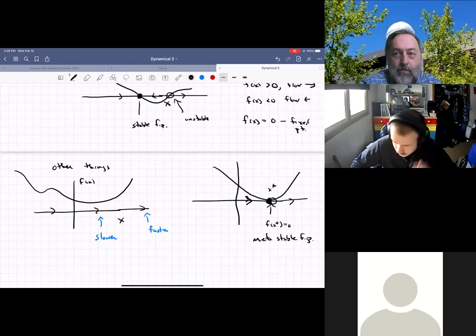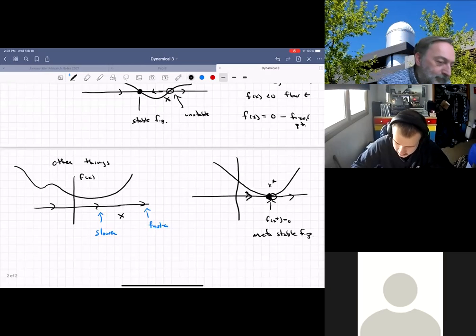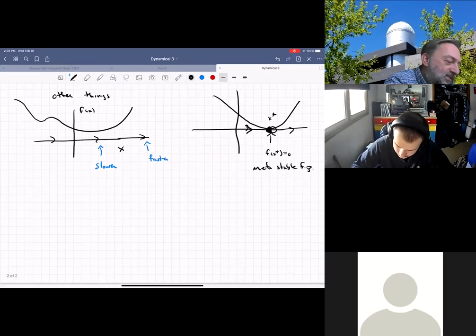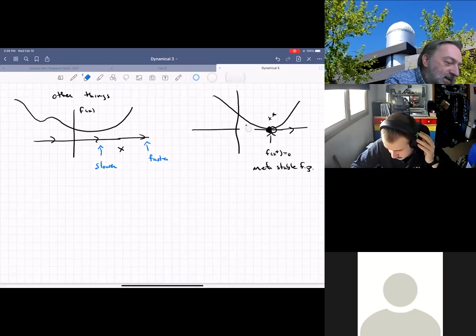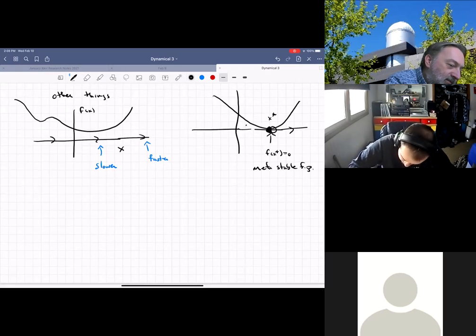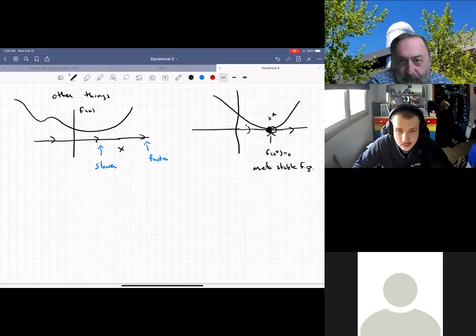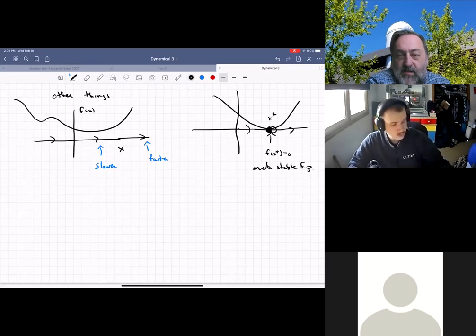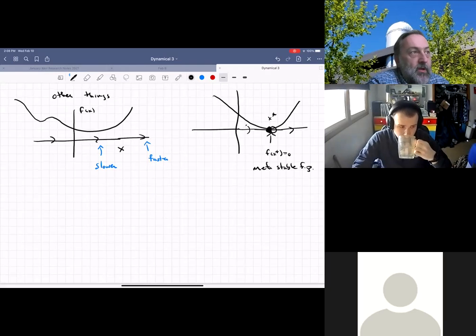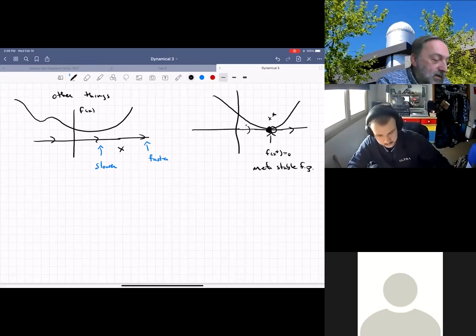Everybody good? Yep. Kind of like limits. Yep. Vaguely. So basically all we're doing is we're looking at the sign of the f of x, and we can find the fixed points, and then we can decide whether or not the fixed point is stable or unstable. It's really all we can do here in one dimension.